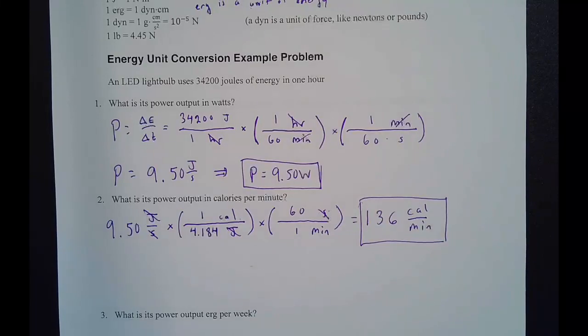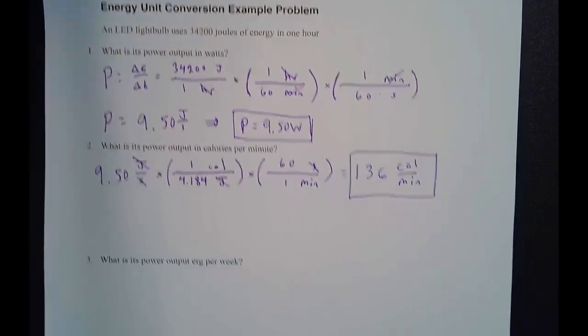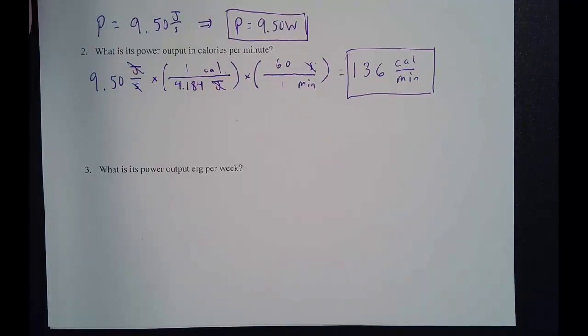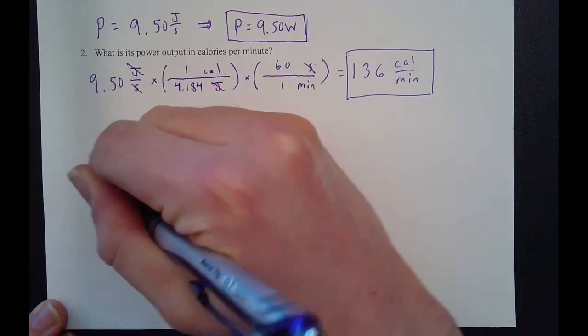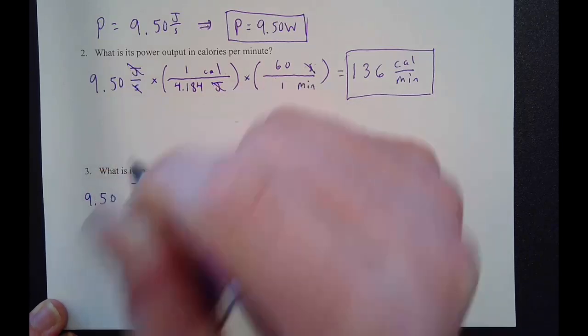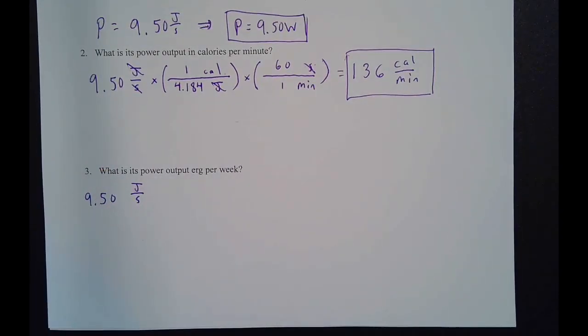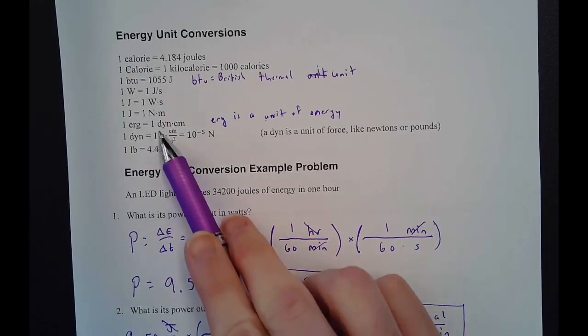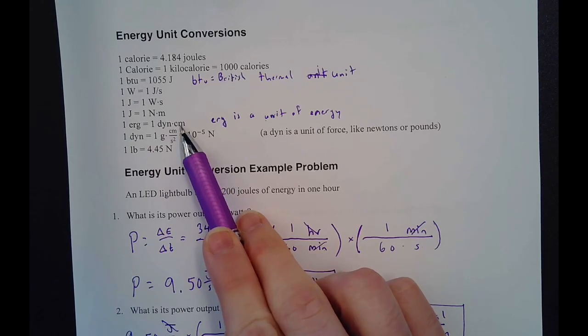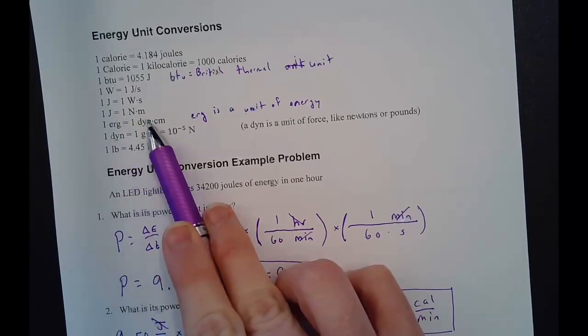Cool. Next question. What is power output? It's the same power, just in different units. And the units we want now are erg per week. So let's go ahead and do that. I'm going to start with the same 9.50 joules per second. And this is going to take a minute to get there. What do I know about an erg? I know an erg is a dyne centimeter, and it's related to energy because the joule is a Newton meter.